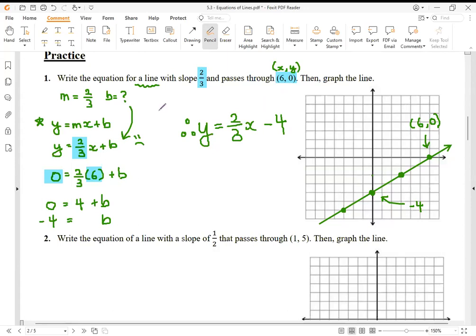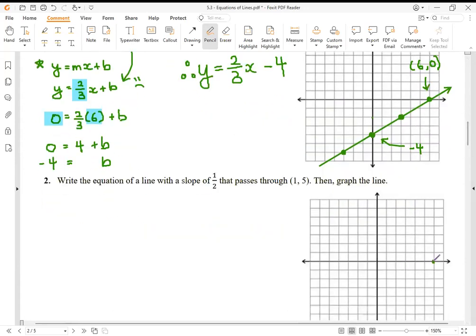So you might be saying, Mr. Kim, do I have to get the equation first? Can't I just roughly draw my (6, 0) first, and then draw a slope of down 2, left 3, down 2, left 3, down 2, left 3? You could, but if the question asks you to solve algebraically, then I can't give you marks at all because you haven't solved anything algebraically.